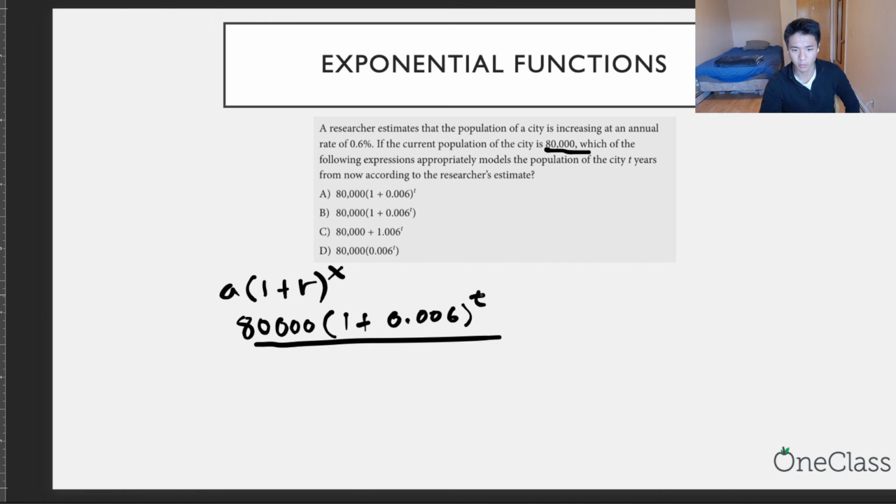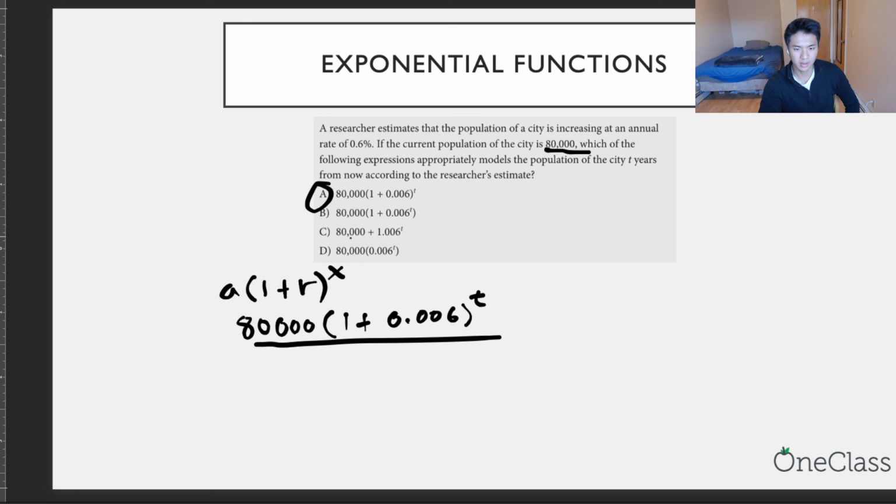1 year from now, you plug in 1 for t, you'll get the population 1 year from now. So again, this is going to work no matter what value of t you use. And we want to compare that to our answer choices, and we're going to get 80,000 times 1 plus 0.006 to the power of t, and that's going to be our correct answer.